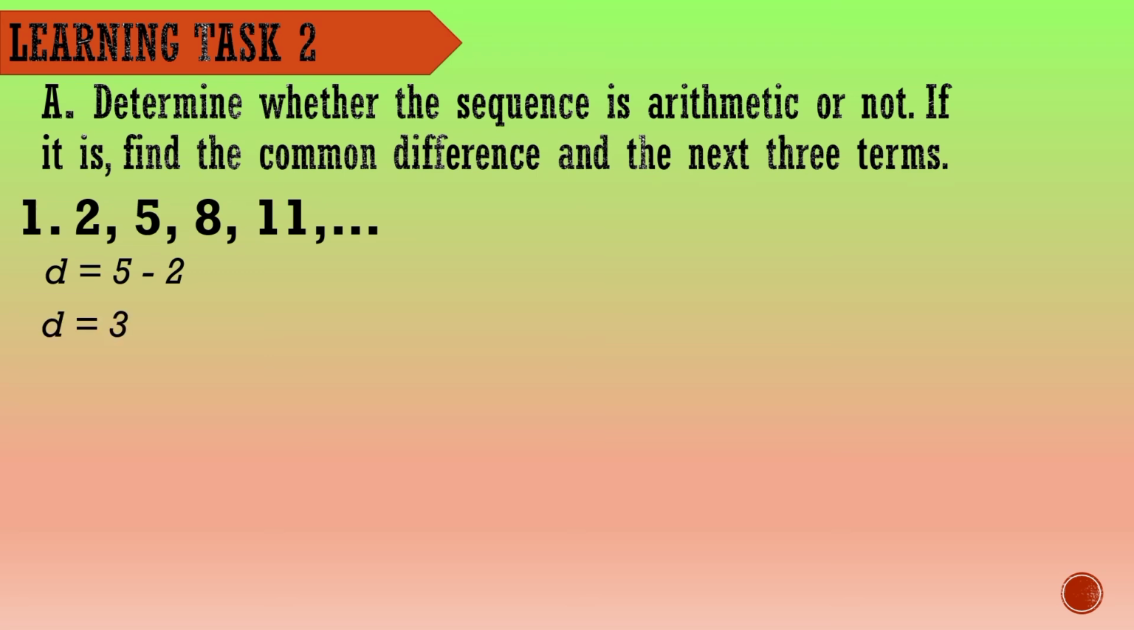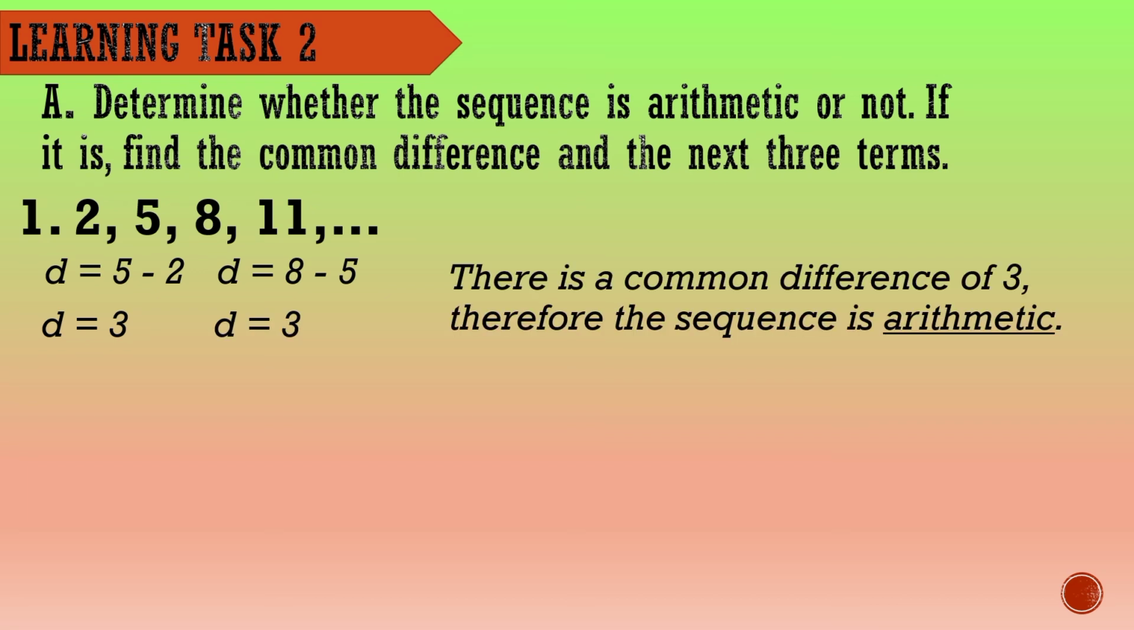5 minus 2 is 3. 8 minus 5 is 3. There is a common difference of 3. Therefore, the sequence is arithmetic. Okay? Since arithmetic ito, we have to find the next 3 terms of 2, 5, 8, 11. Another 3 terms bago natin ilagay yung tatlong tuldok.